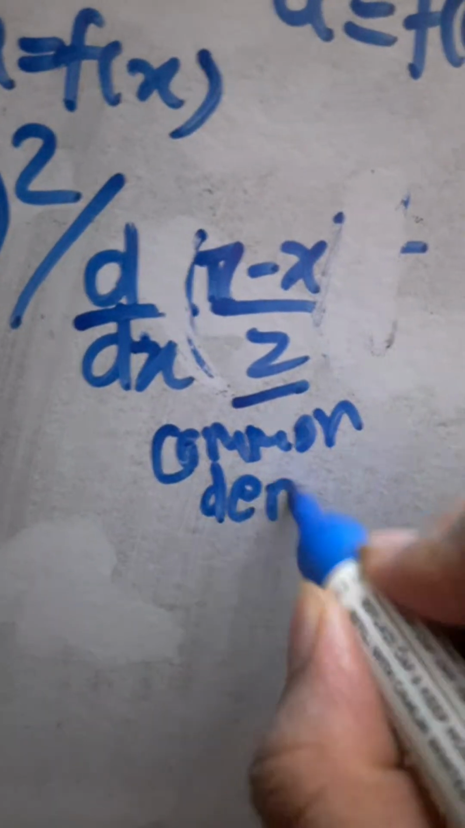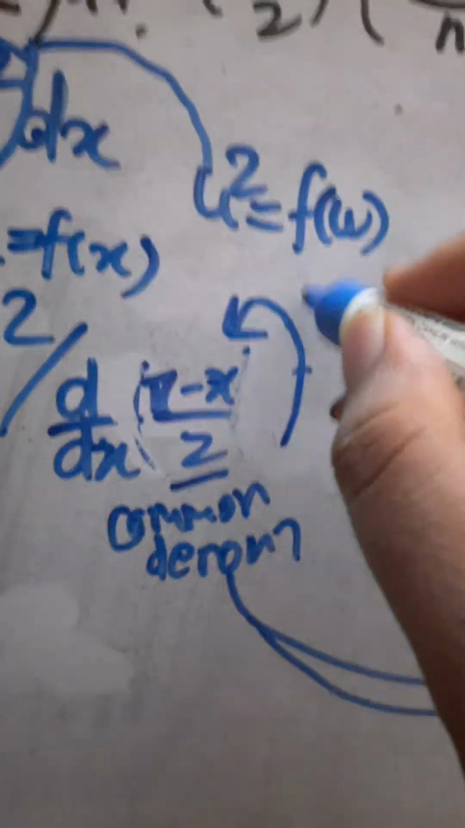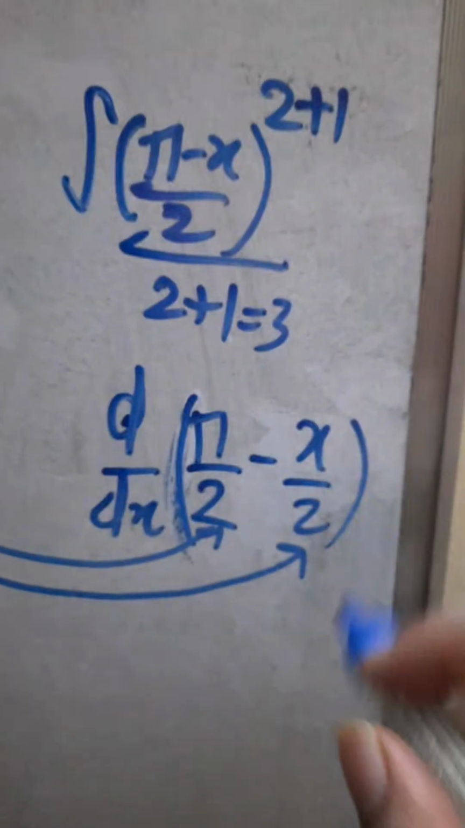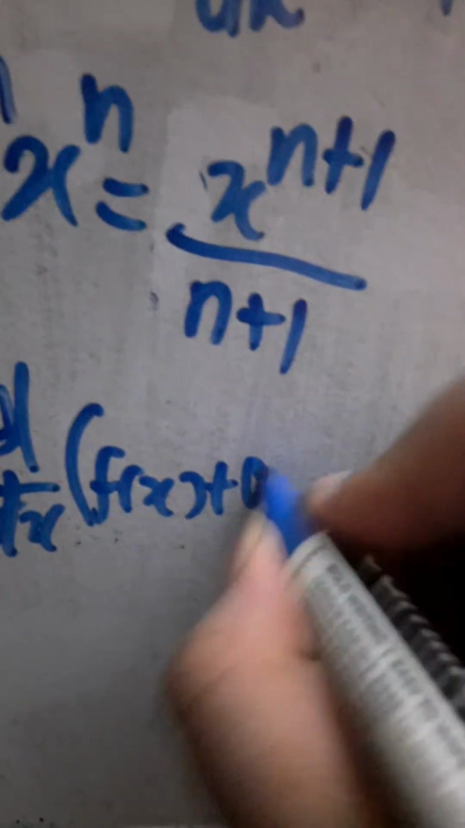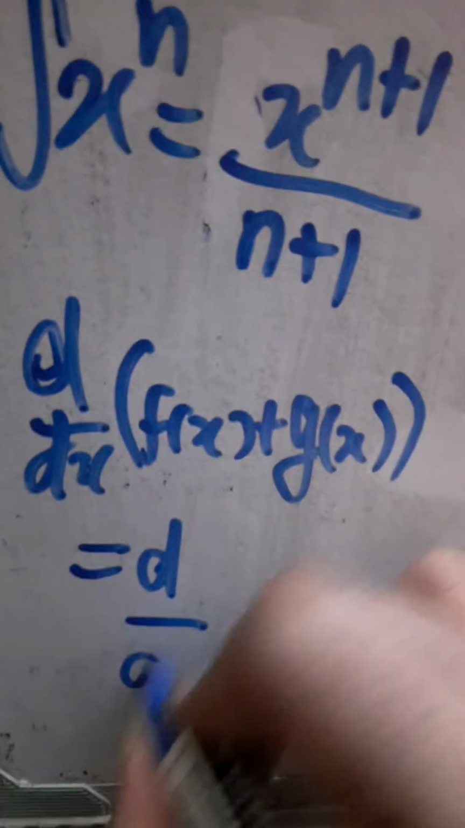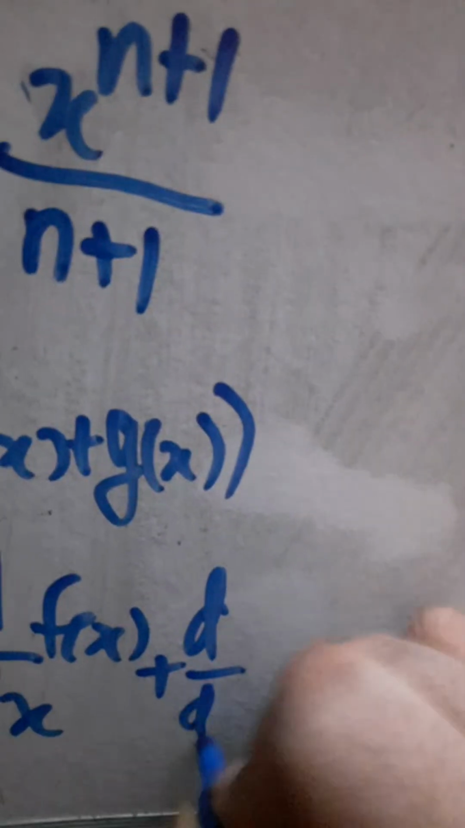I broke the common denominator into two parts, because only with a common denominator can we operate on this. Now what do we do in a derivative? The derivative of two functions added, let's say f of x plus g of x, altogether is equal to the derivative taken separately: d by dx of f of x, just add them, d by dx of g of x.